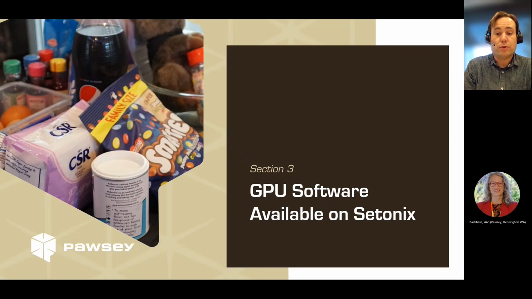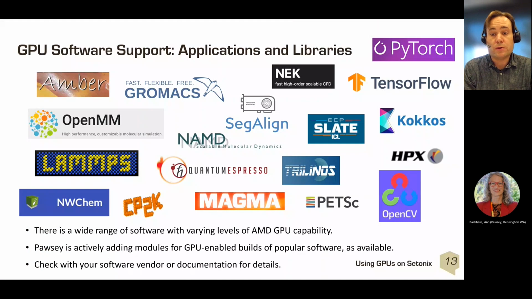So to bring us on to the GPU software available on Setonix, there's a number of applications that have active development for the AMD GPUs, and we're actively adding modules for GPU-enabled builds of some of those popular software. And so watch this space as we continue to make those available. And also it's worth checking with your software vendor or looking through the documentation to see whether your software supports the AMD GPUs.